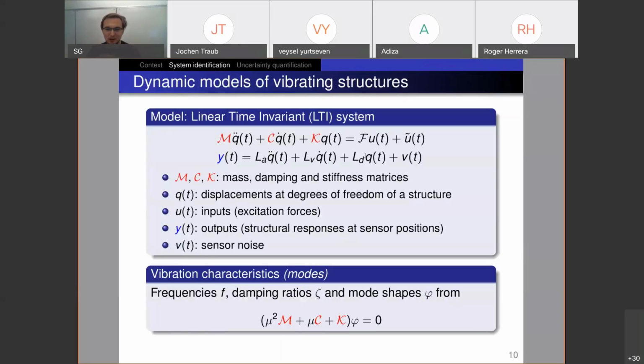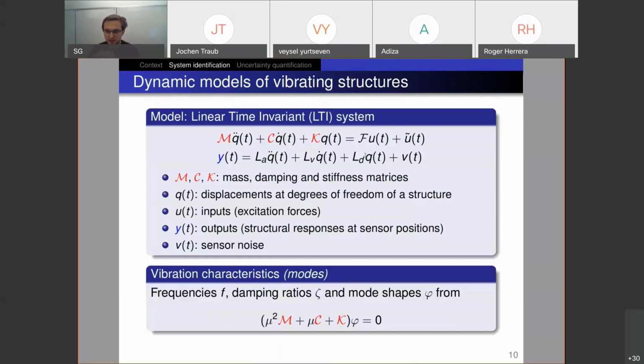The vector Y are outputs, and the matrices L_A, L_V, and L_D map the degrees of freedom of our mechanical system to the sensor positions, and V is the sensor noise. This linear system can also be characterized by modes, which are frequencies, damping ratios, and mode shapes, which are the solution to the eigenvalue problem of M, C, K.